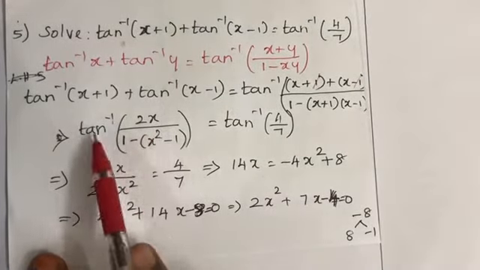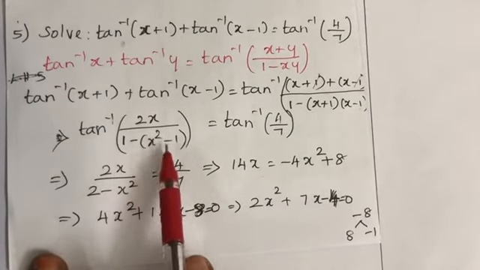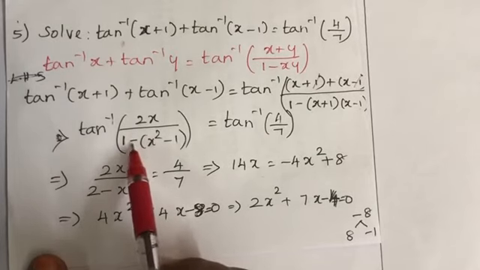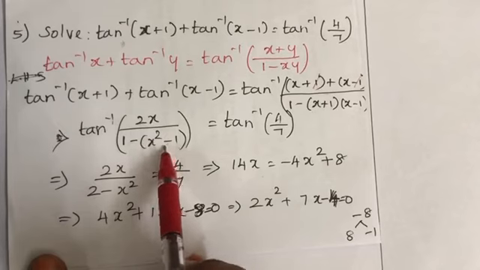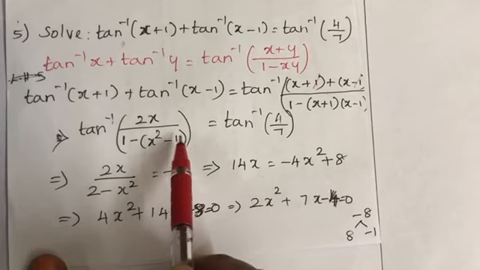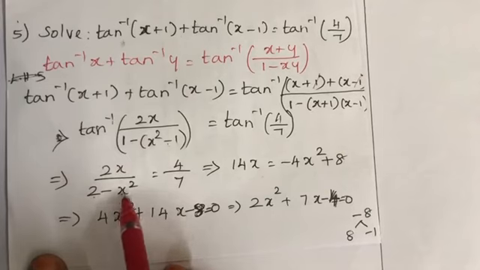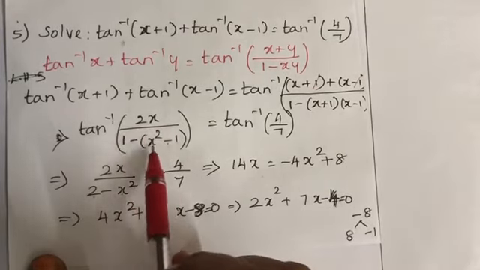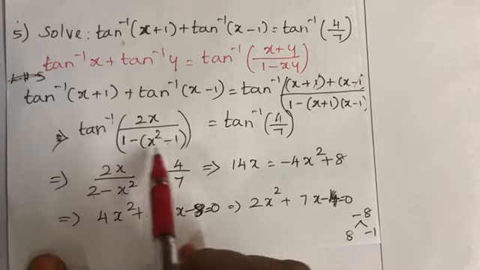So tan inverse of 2x by 1 minus x square minus 1. When multiplying the minus inside, it will become minus x square, but minus on minus will become plus 1. So 1 plus 1 is 2, 2 minus x square. In the numerator we have 2x. So 2x divided by 2 minus x square.